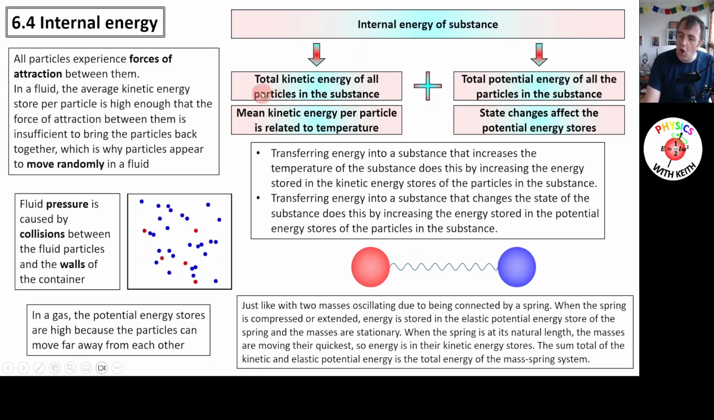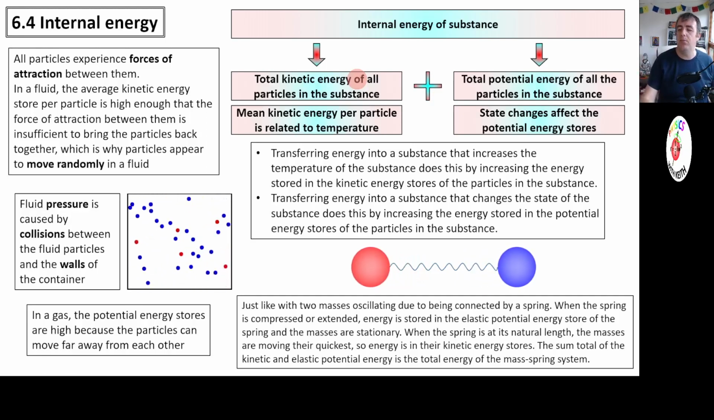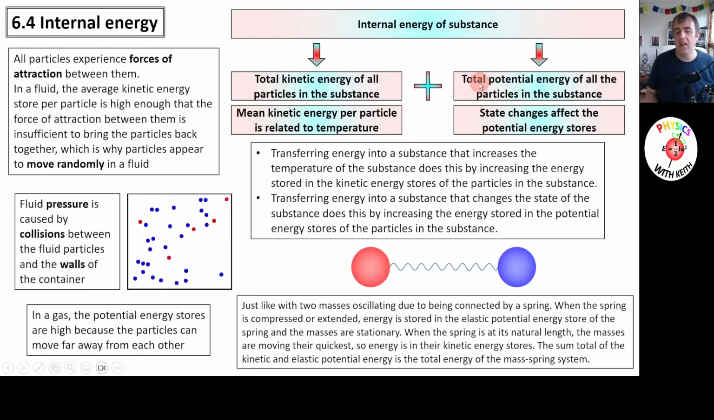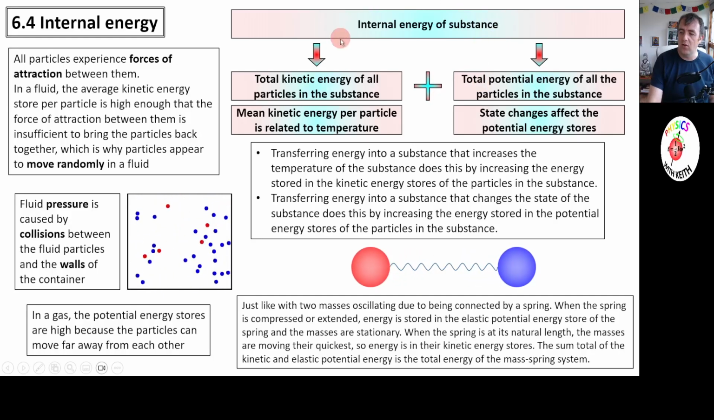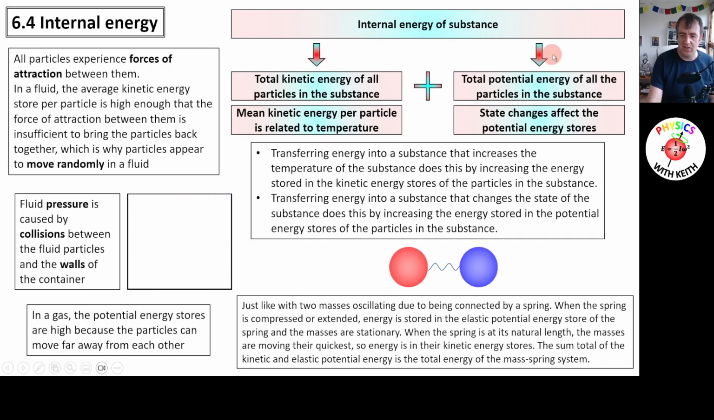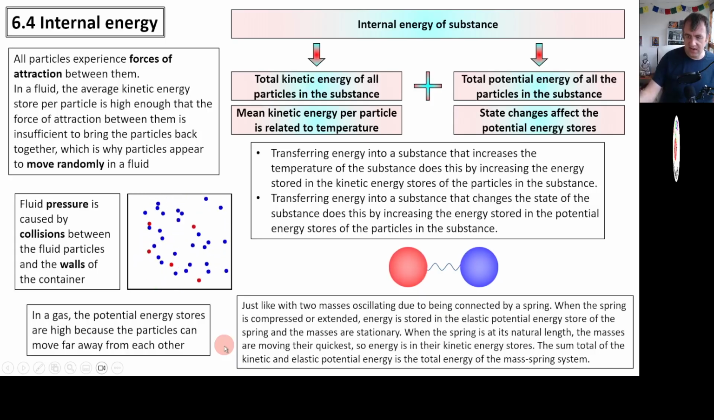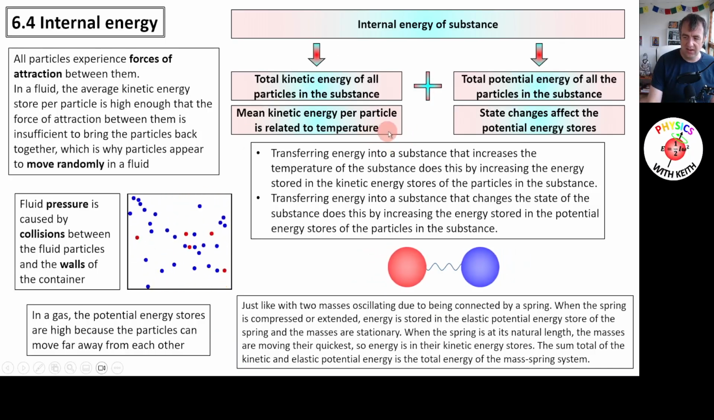And the total, we add up the kinetic energy of every particle in our system, and we add up the potential energy of every particle in our system, we add all those energies together, that total amount we call the internal energy of the substance. Another name for thermal energy, but now we have gone deeper. And sometimes thermal energy, we're only interested in the kinetic energy part.